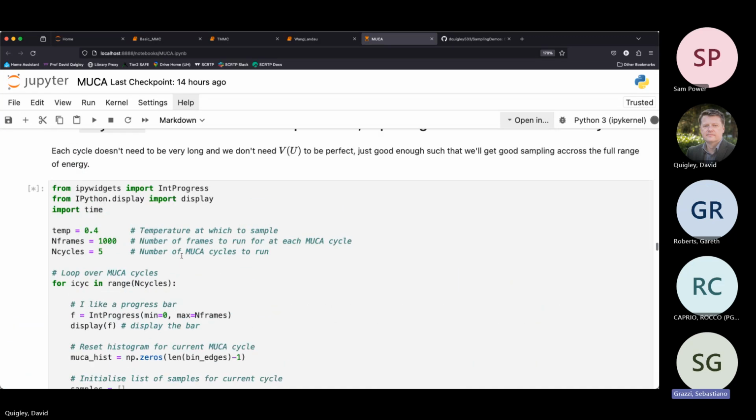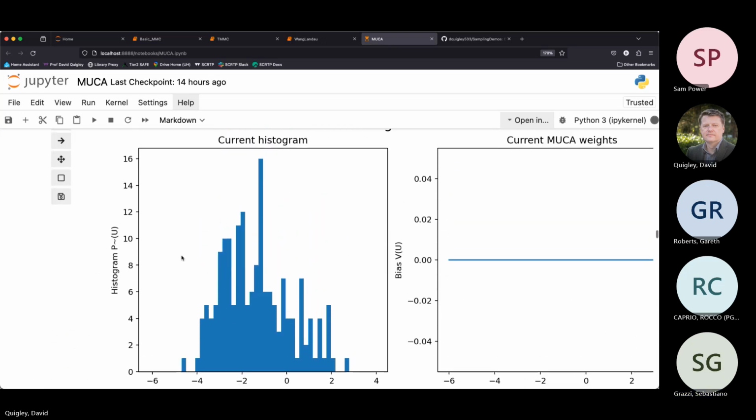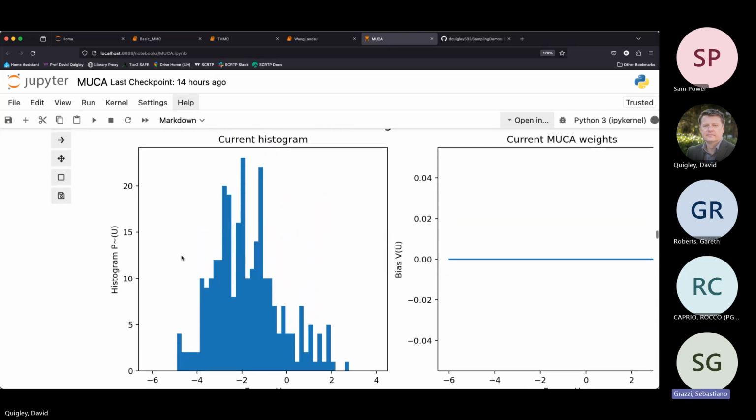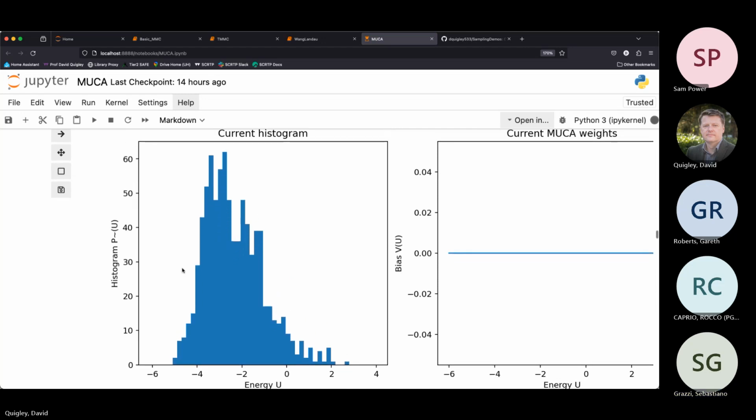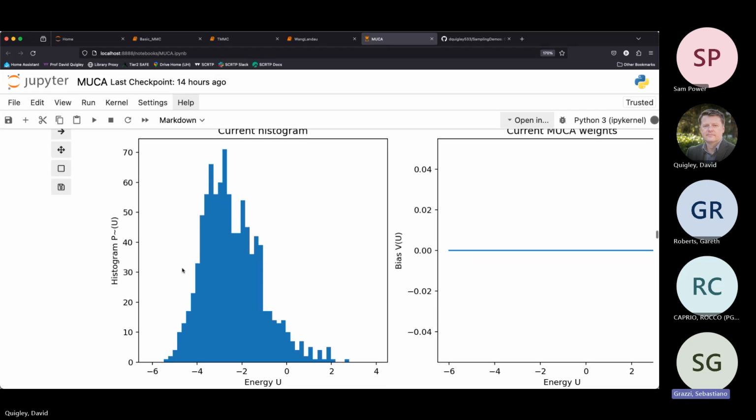So if I set that going, this is currently an unbiased simulation because my weights are 0, and I'm just building up the histogram that's relevant to the temperature I'm currently simulating, which is a temperature of 0.4. And then in a moment, you'll see a jump in that bias, which is the first time it iterates through that loop and creates a new V of U.